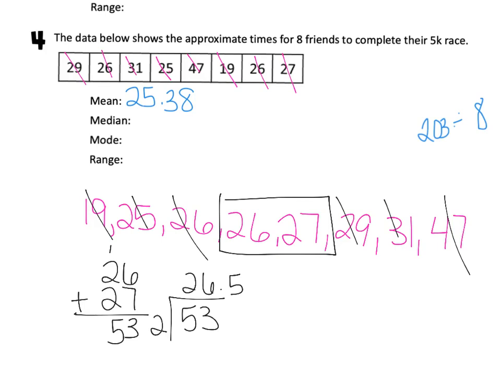You can do this quickly. You don't really have to show your work for that. You're really finding a little mini average right there. Okay, so the answer is 26.5.